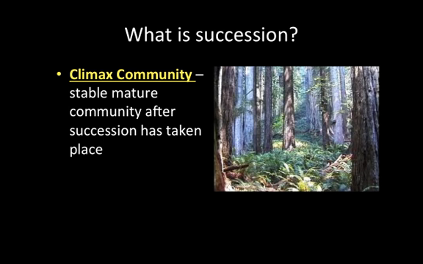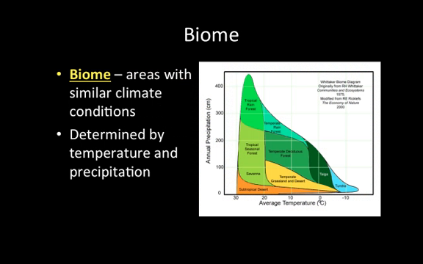The only time you would ever see a change is if some type of ecological disaster happened, like a forest fire or somebody cutting down the trees. Then the process of succession would restart. However, a climax community is what is found after a stable, mature community, long after succession has taken place.